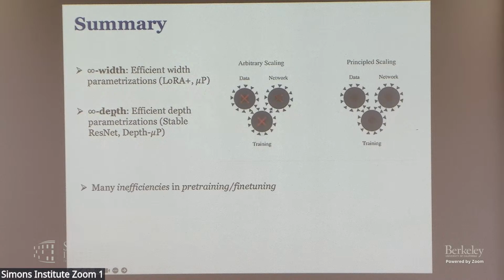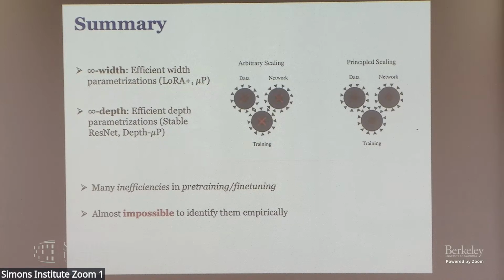If we look at how these models are pre-trained or fine-tuned in practice, there are many inefficiencies in how this is done. And I think in a lot of them, it is almost impossible to identify those inefficiencies just empirically by running multiple experiments and trying to find where the inefficiency is. Think about LoRA+, for example: it's really hard to get that intuition to decouple the learning rate without doing an analysis to see where feature learning breaks.